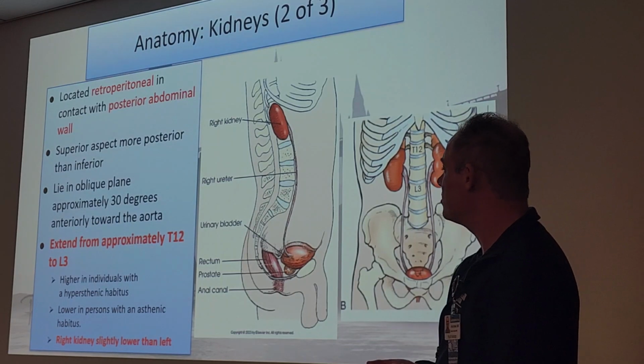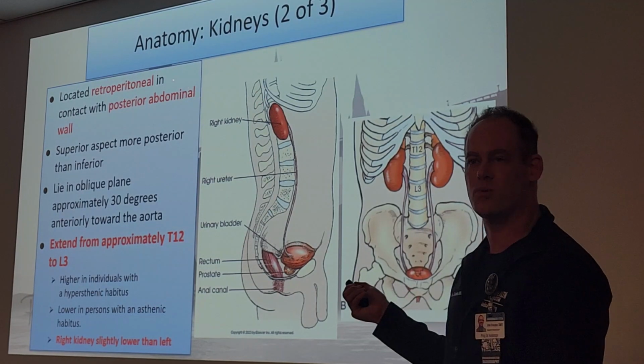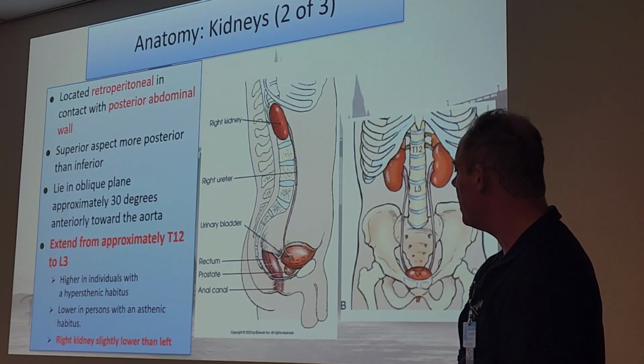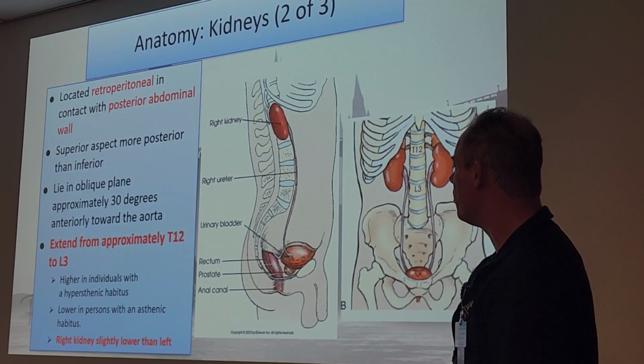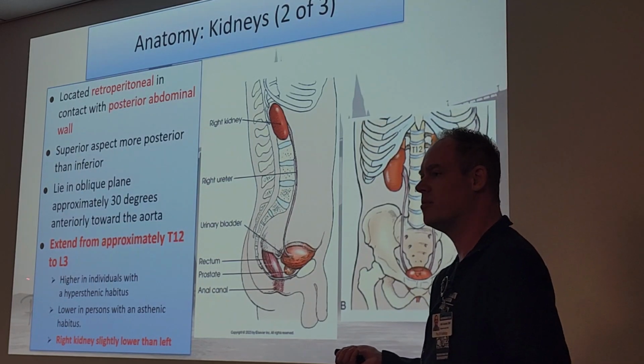The superior aspect is more posterior than the inferior. So the kidneys kind of tilt backwards is what that's saying. See how it's kind of slanted, tilting back? And they extend from approximately T12 to L3. And they'll typically be higher in someone with a hypersthenic habitus. Y'all know what hypersthenic means?